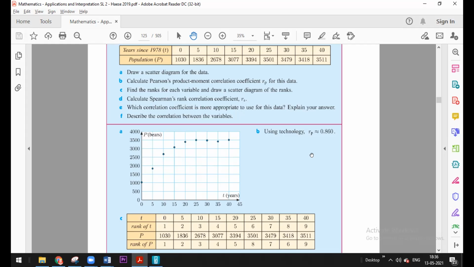Let me do it. Which one are you? Do you want me to do the C part? You just have to put the rank of T in list one, and the rank of P in list two.